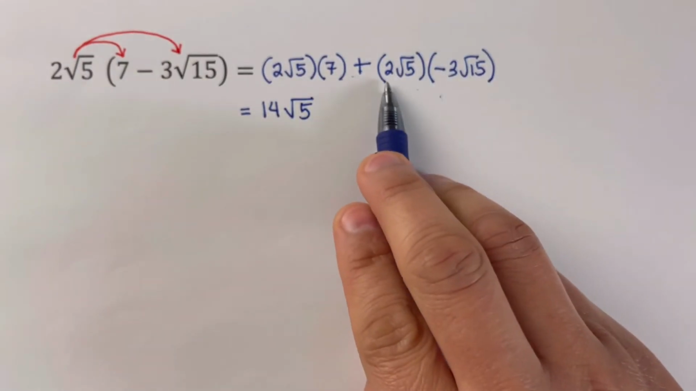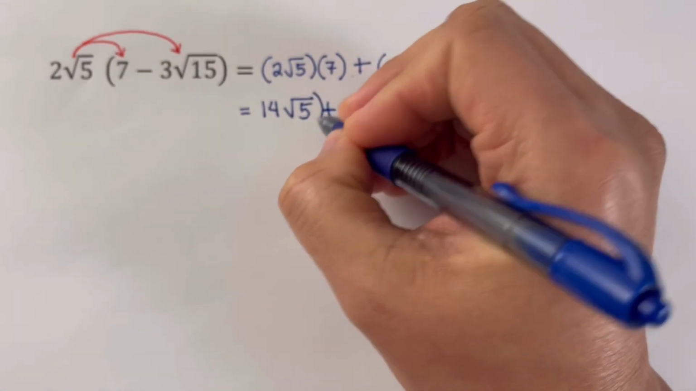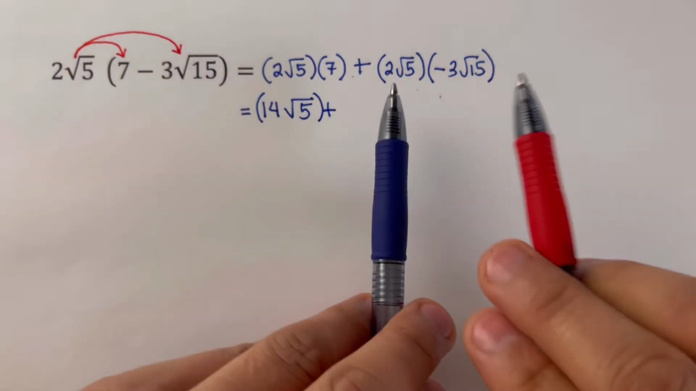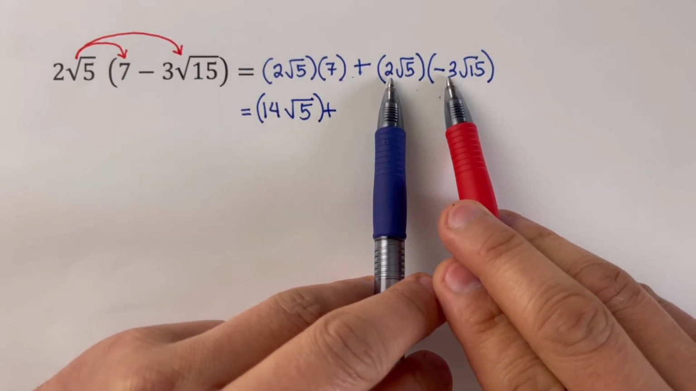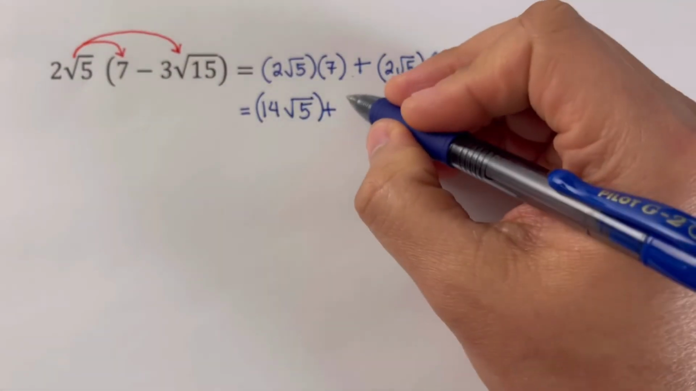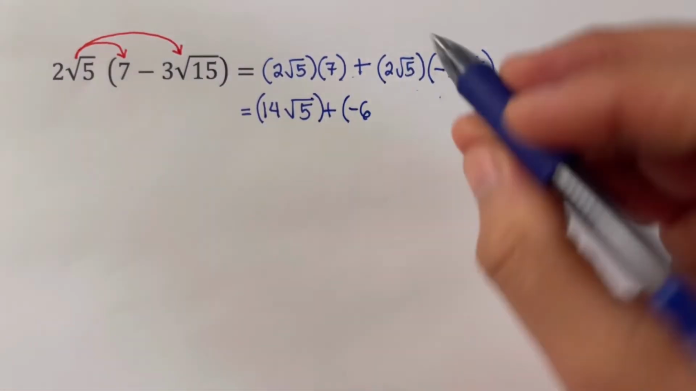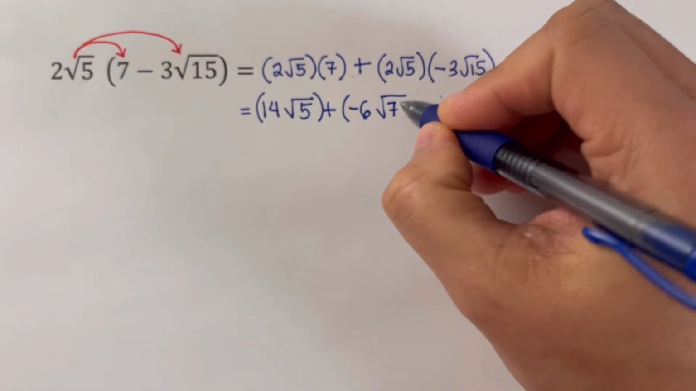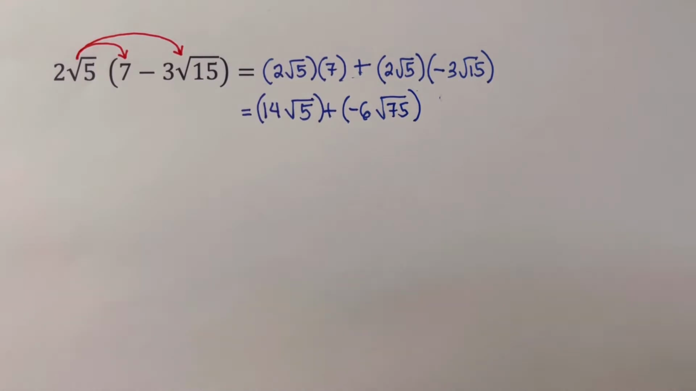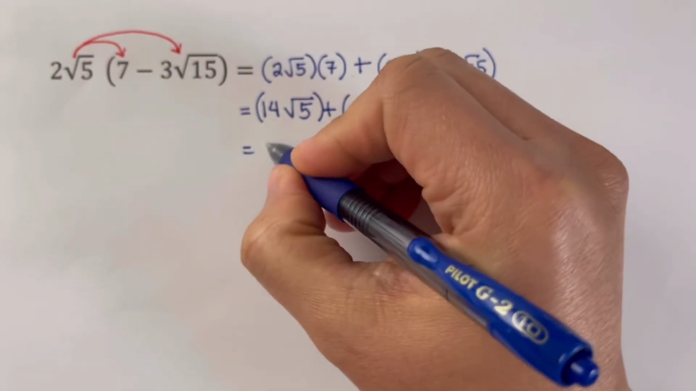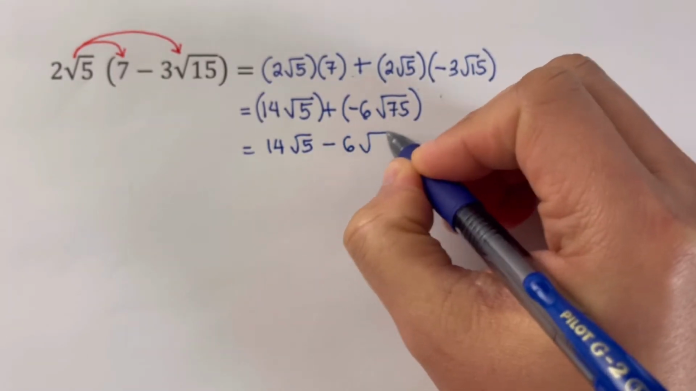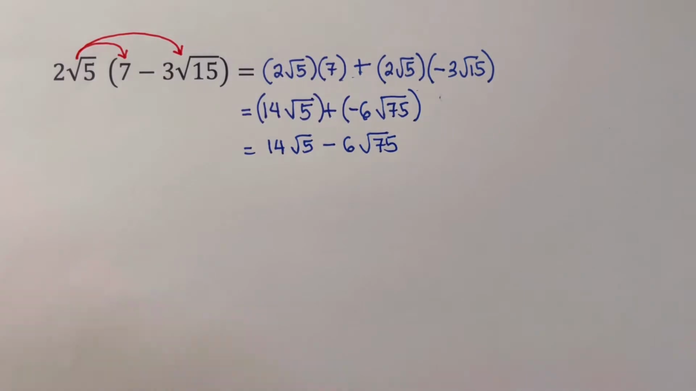And then we have here plus, and then we put in these two together. So this one right here would be 2 times both coefficients. So 2 times negative 3 is negative 6. And then we have a square root of, that's going to be 5 times 15 is 75. So then we go ahead and simplify this further. We can go ahead and rewrite this as 14 square root of 5 minus 6 square root of 75.